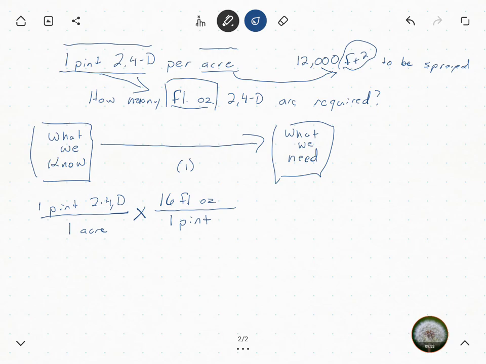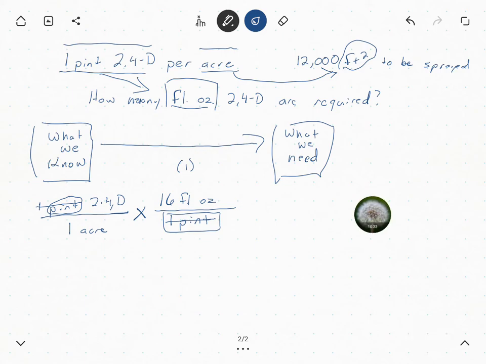Okay, and the reason we wrote it as 16 fluid ounces in the numerator is because if we see our original pint is in the numerator, we want to get to the point where we can actually cross that out and change it out, because the 1 pint in the denominator here will cancel with 1 pint in the numerator there, and we're left with fluid ounces per acre if we were to multiply this problem through right now. But we don't want per acre, we want per square feet.